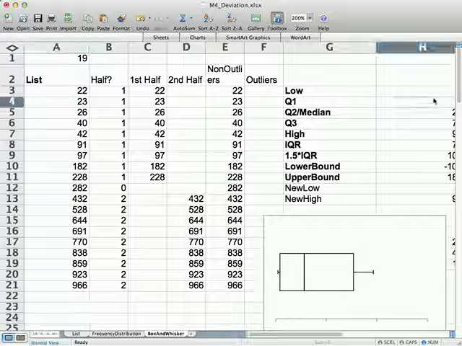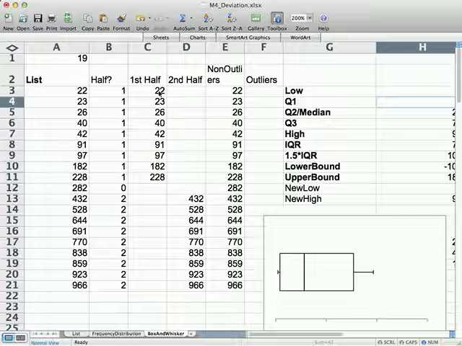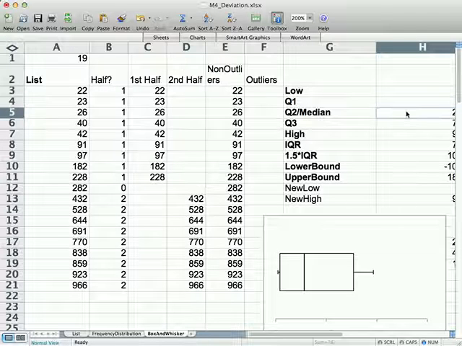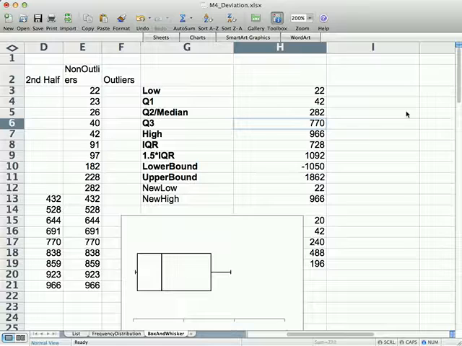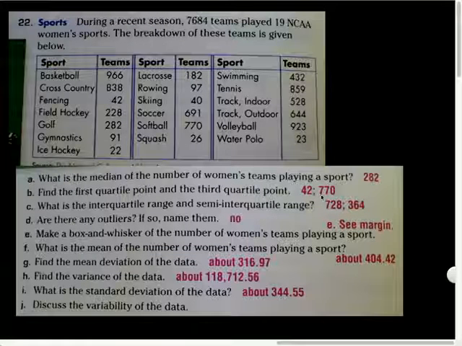So quartile 1 is just finding the median of this list. Quartile 3 is finding the median of the second half of the list, and that's where I'm getting 770 and 42, which is correct. Then it says, what is the interquartile range and the semi-interquartile range?